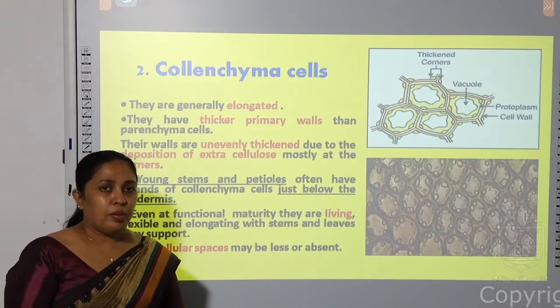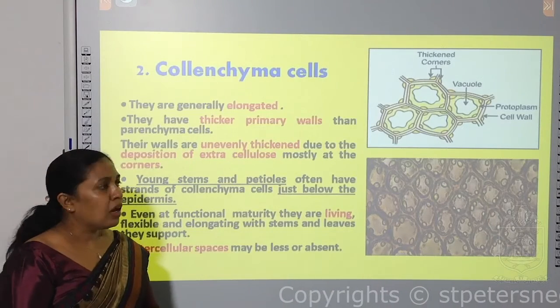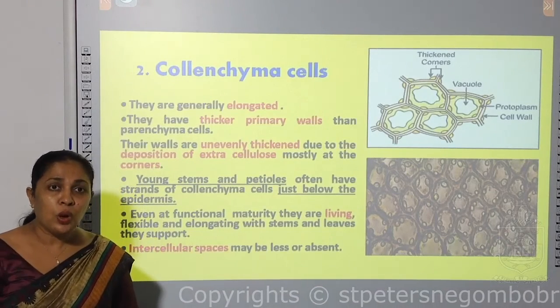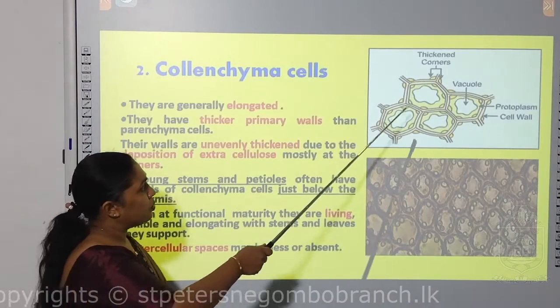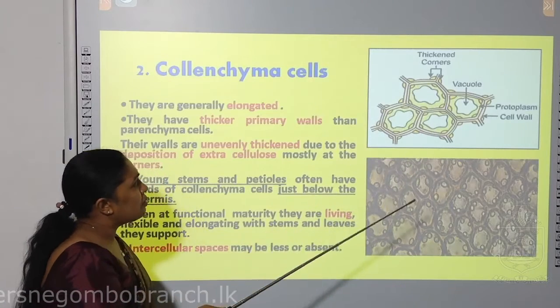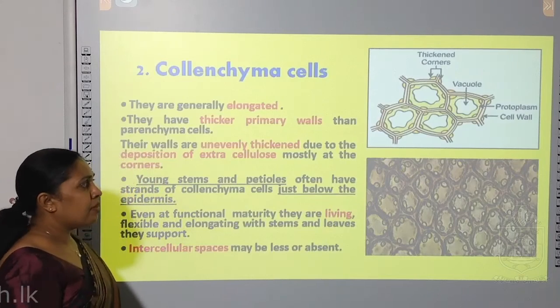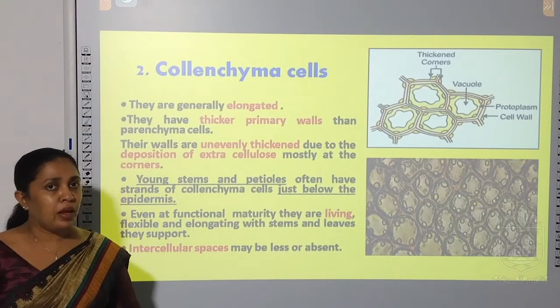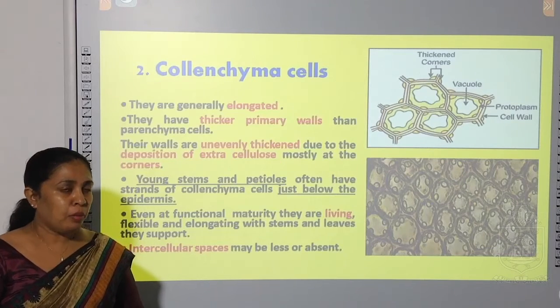So the second type of cells in the ground tissue system is collenchyma cells. Collenchyma cells, by the name, the corners are thickened by cellulose. This diagram shows it correctly. The cell wall has cellulose and the corners are thickened by the cellulose, and compared to parenchyma cells, these cell walls are thicker.